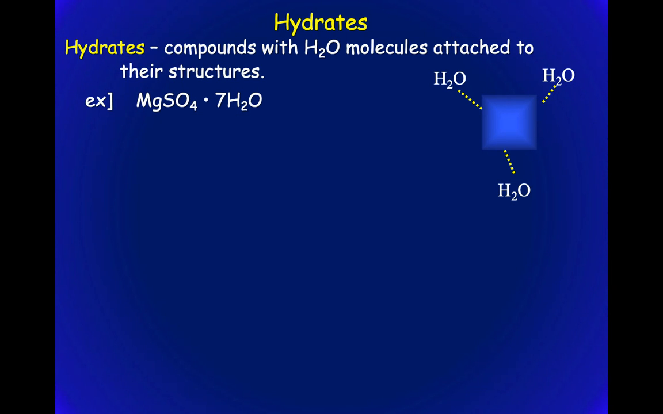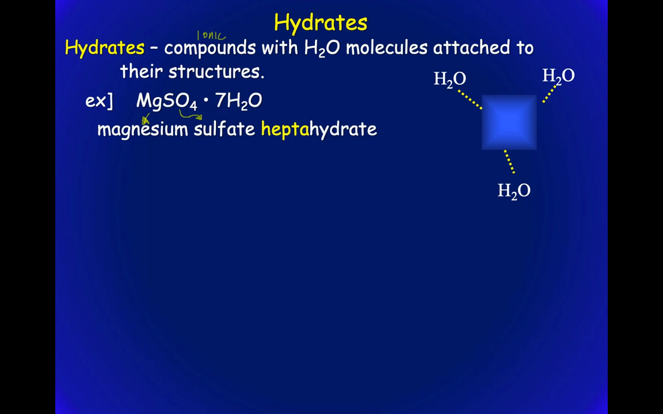A good example is magnesium sulfate. What you'll see is a dot here, and then the number of water molecules attached to it. Most of the time, they're ionic compounds. They're not always ionic compounds, but typically the ones you're going to see are ionic. So we'd call this magnesium for magnesium, and sulfate for sulfate. This is not named any different than what we normally do.